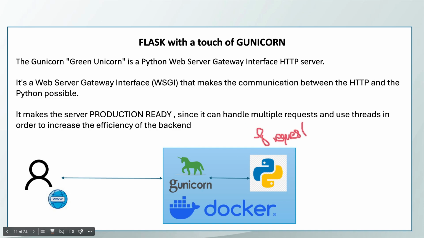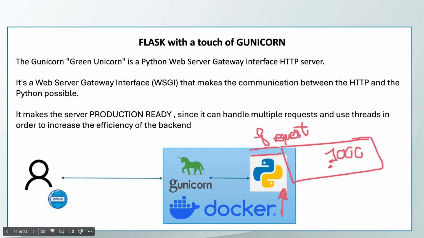Now, why are we just using, for example, 8? Why not use 1,000? Well, for sure we can do that, but this requires higher resources. So we have to increase the number of cores, increase the RAM, increase the storage in order to provide the infrastructure for these threads and workers.